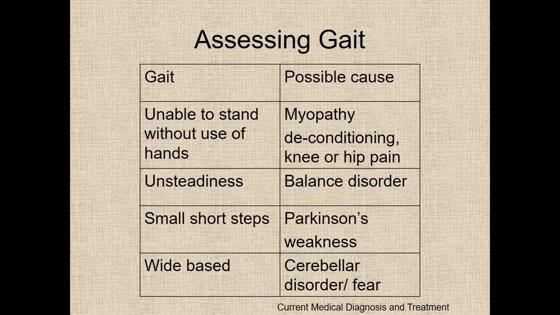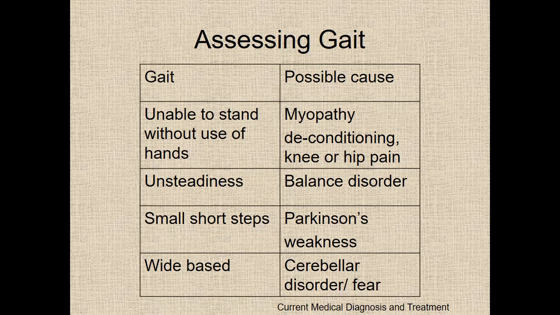So these are some of the possible causes. If the patient is unable to stand without use of hands, probably he has myopathies, some knee problems, unsteadiness, some balance disorders, or small short steps because of Parkinsonism. If there is a wide-based gait, it's because of cerebellar disorders.